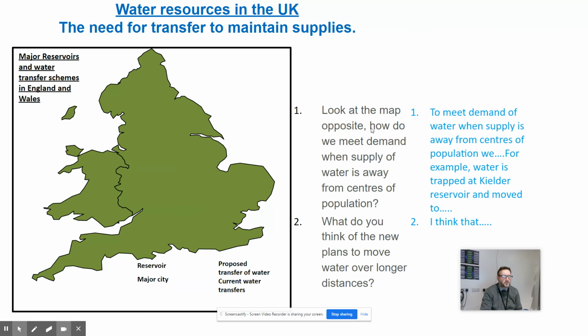I'm not sure. Anyway, what can we do? Look at the map opposite. How do you meet demand and supply? What could we do? What things could we do? We could do reservoirs. We could do transfer schemes. I don't know. Have a think and go through those questions on your Google Classroom document, please, and have a go at that for me.